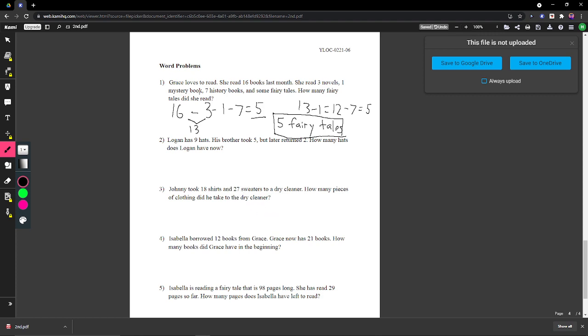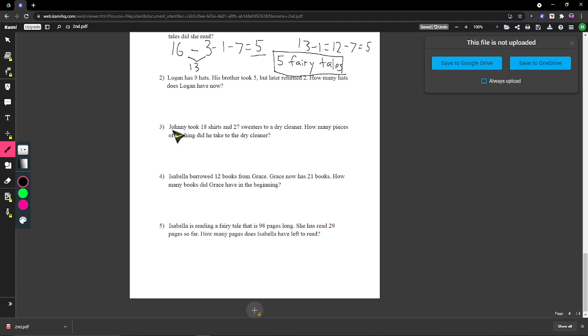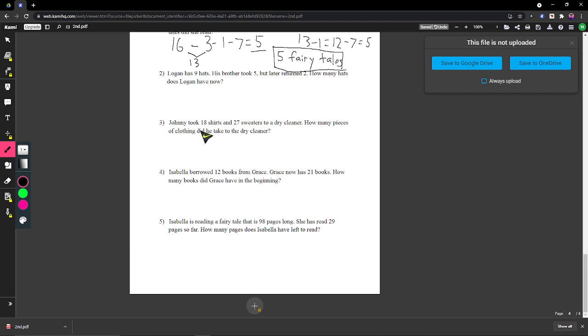So let's go to our third problem. Number 3. Johnny took 18 shirts and 27 sweaters to a dry cleaner. How many pieces of clothing did he take to the dry cleaner? So he has 18 shirts, 27 sweaters, and they're asking for the total pieces of clothing, because shirts and sweaters both count as clothing. And so that would be our blank. You could set up your equation like this, because they're asking for the total pieces, not just how many more shirts or how many more sweaters.